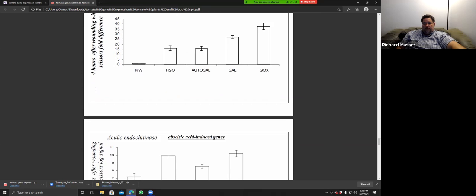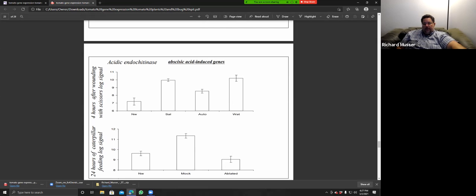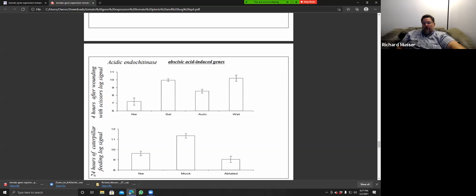We also have pretty good evidence that other types of genes are being turned on because of saliva, like endochitinase. Acidic endochitinase seems to be particularly triggered by water, especially the mock and the ablative. I'm not sure exactly what's going on here. Might need to do a follow-up study, but for the mock and the ablative, there was a substantial difference. So something in the saliva, maybe glucose oxidase, was stimulating acidic endochitinase. I don't know exactly what the value of that is. It may be stimulating the plant's ability to resist pathogens.